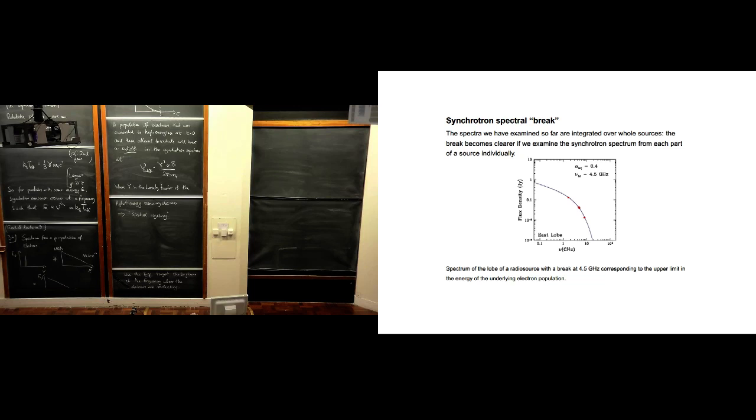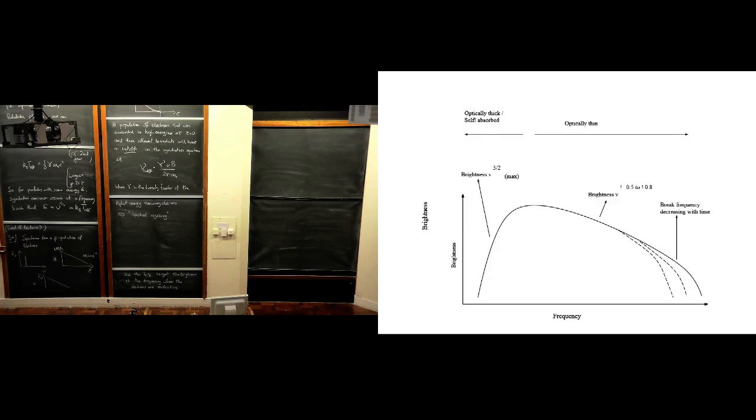And in this case, the idea is that it's seen to break, and the best fit value for the break frequency is 4.5 gigahertz. The idea here is that there are no electrons left in the population that are radiating at any significant frequency higher than 4.5 gigahertz. So that's our overall spectral shape decided.